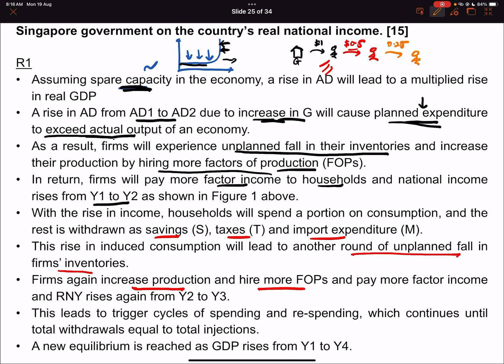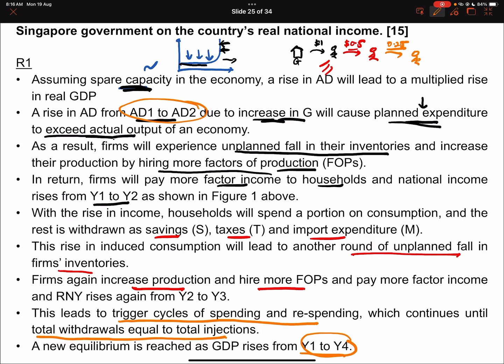So what you will see is that they will trigger cycles of spending and respending, which will continue all the way. It will continue all the way until this number reaches 0, right? But then you cannot write until this number reaches 0. So what you write is total withdrawals equals total injections. Okay. So then, as a result, what happens? Real GDP rises from Y1 to Y4. Okay, what you notice is that Y1 to Y4 is different from AD1 to AD2.